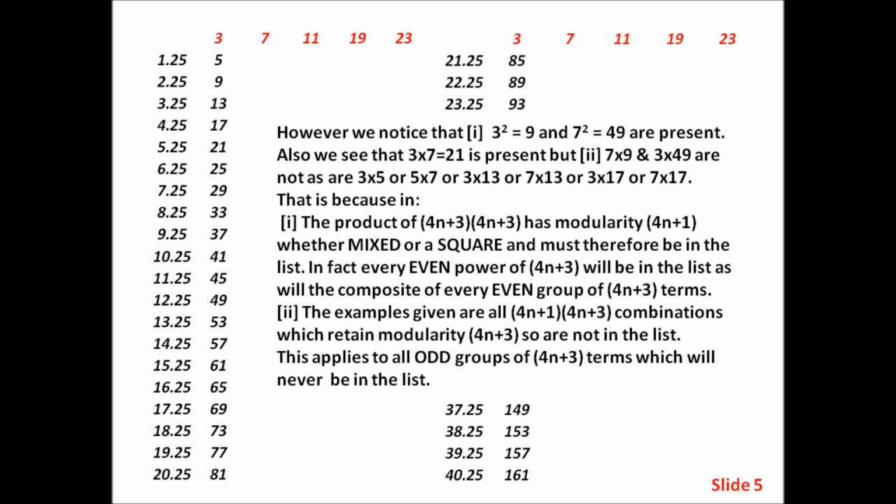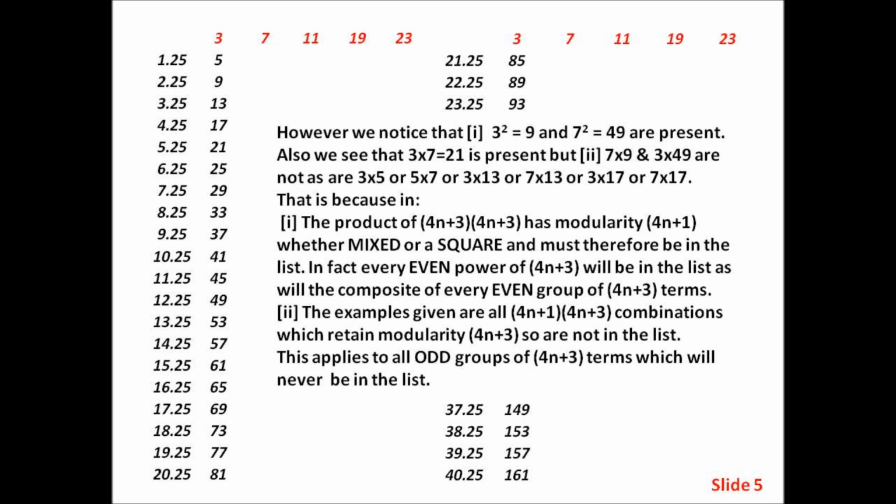However, we notice that 1, 3 squared equals 9, and 7 squared equals 49 are present. Also, we see that 3 times 7 equals 21 is present, but 3 times 9, 7 times 9 and 3 times 49 are not, as are 3 times 5, or 5 times 7, or 3 times 13, or 7 times 13, or 3 times 17, or 7 times 17. That is because in the first case, the product of 4n plus 3 times 4n plus 3 has modularity 4n plus 1, whether mixed or a square, and must therefore be in the list.